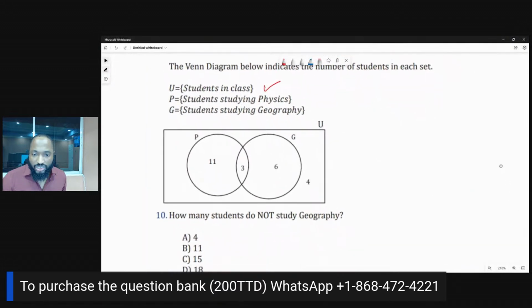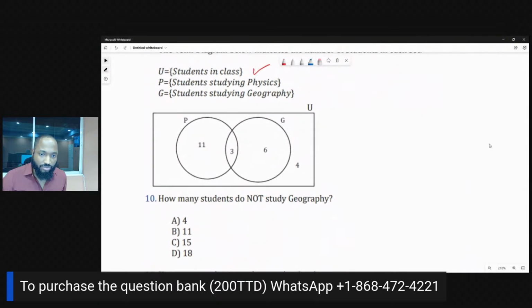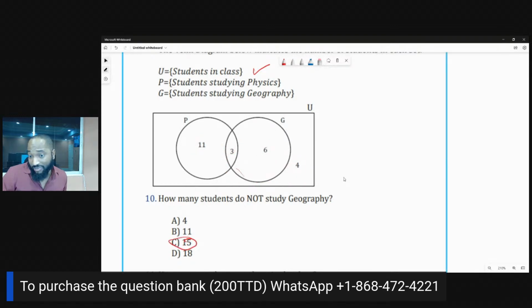All right, so how many students do not study geography? Everybody understand? Well, look. Just take out that 6. Wait. Do not study geography, so I include the 3 as well. So just 11 and 4, 15. Easy thing. I find that was easy.